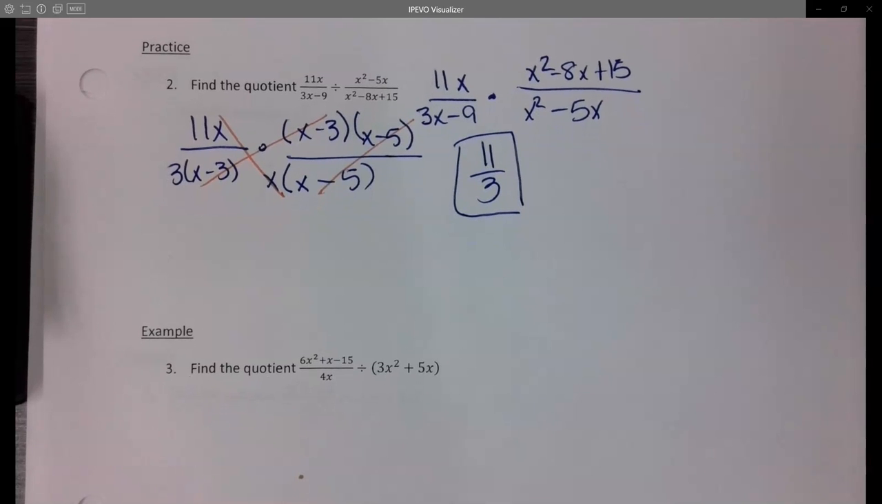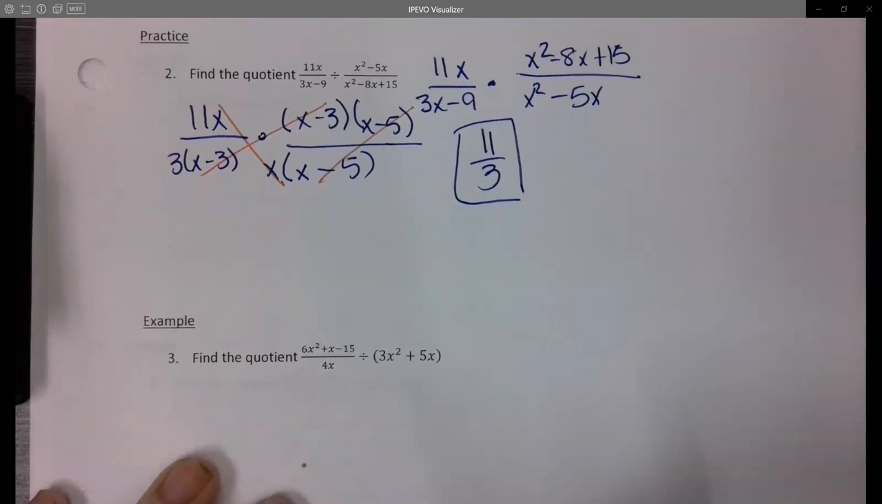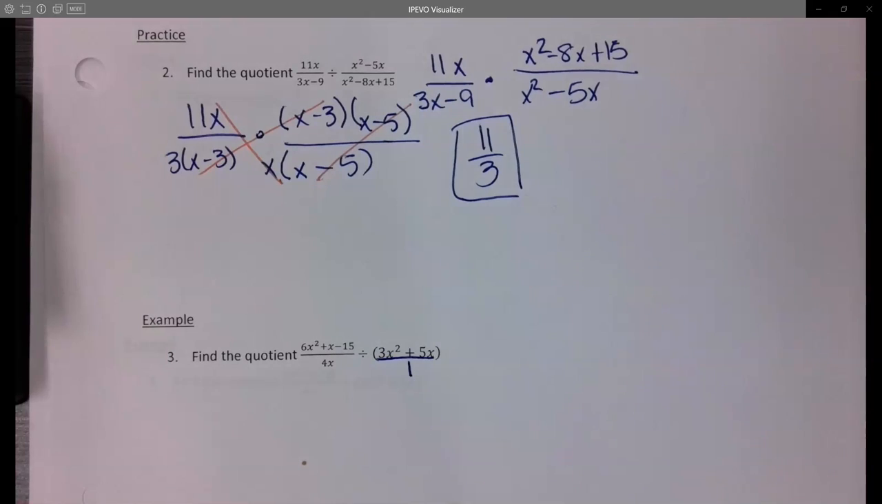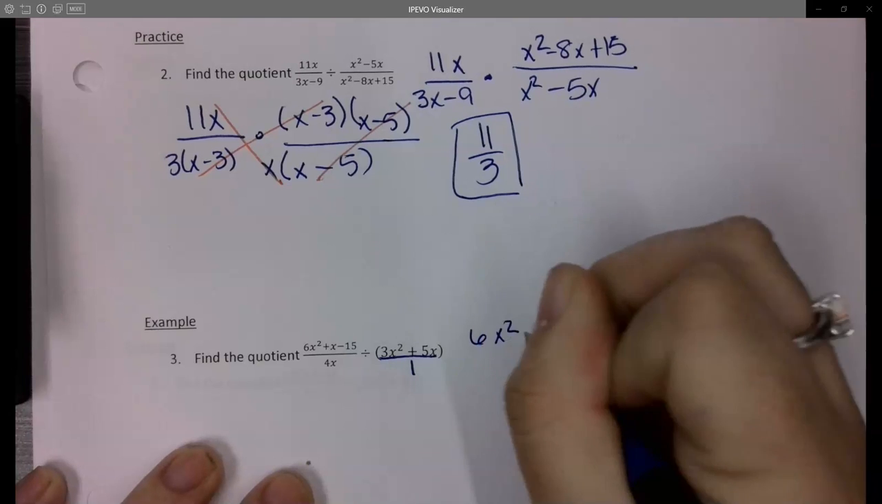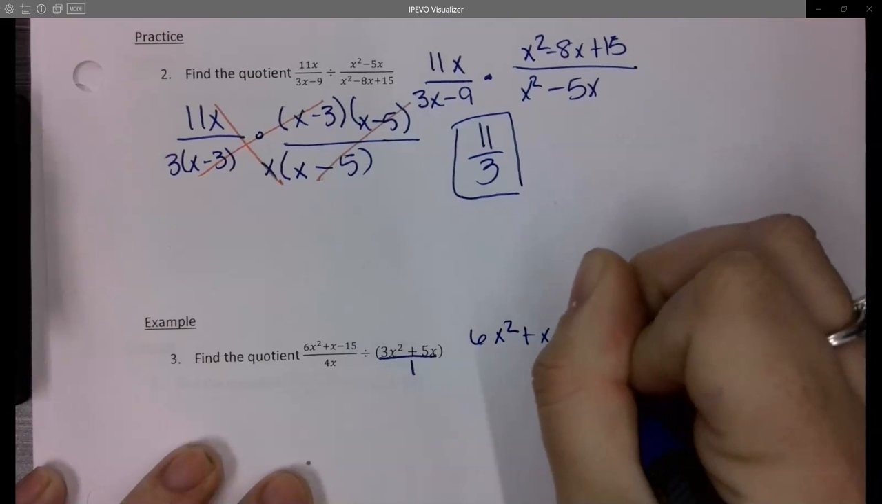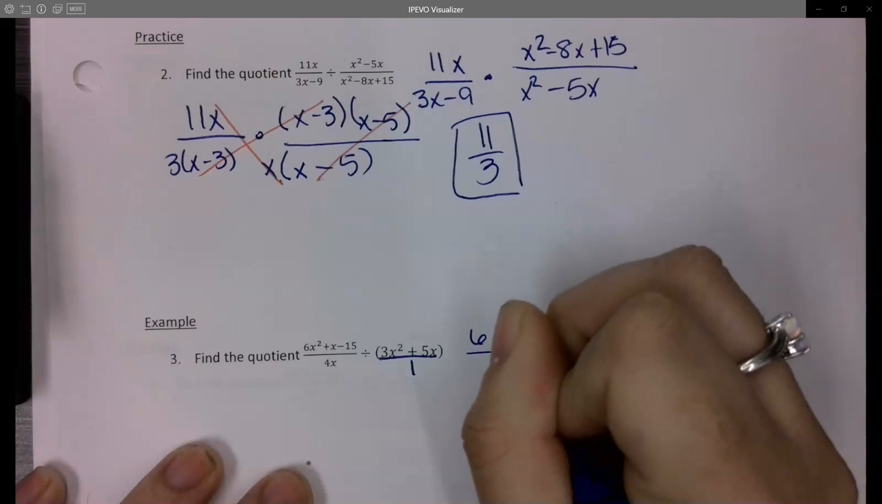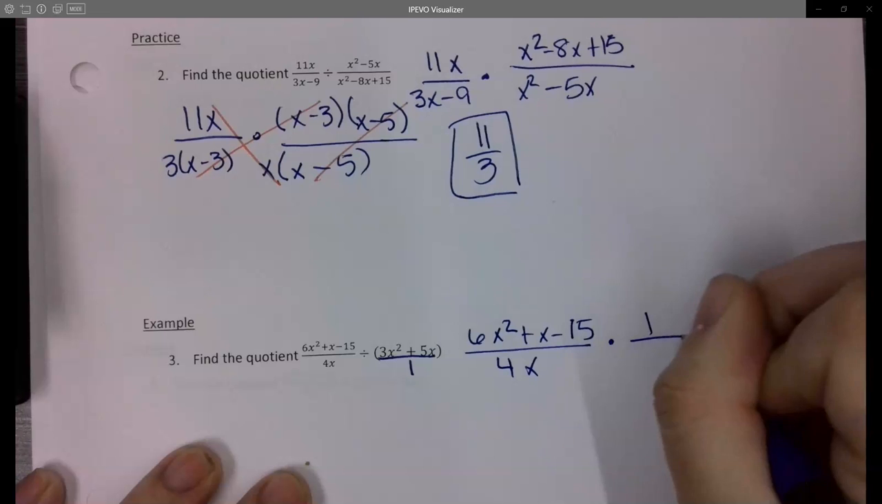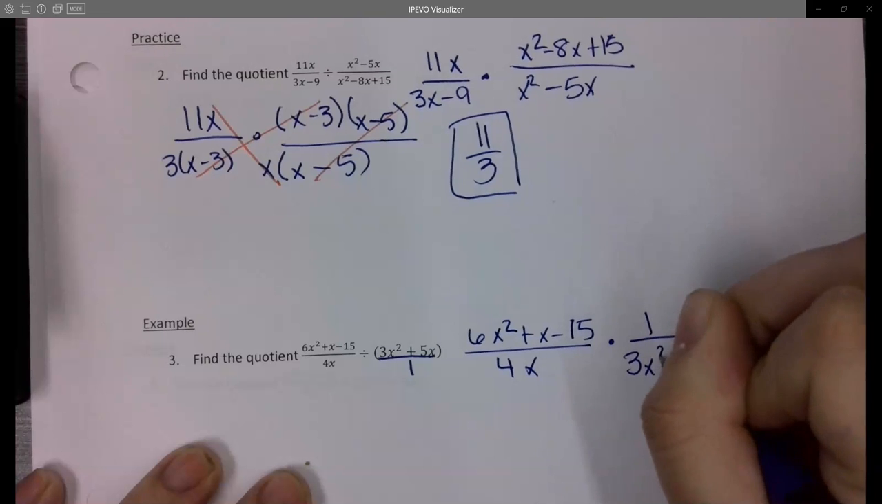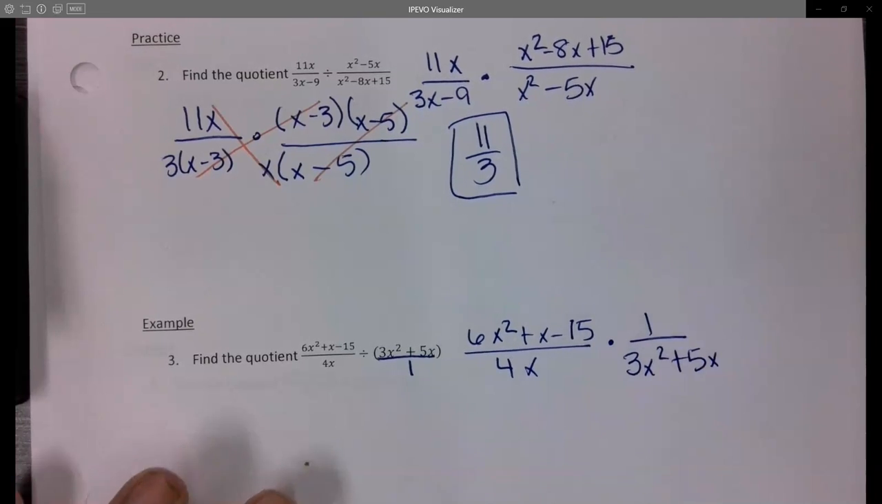Okay. So number 3 is kind of the same idea, except if I think about this as like an expression over 1, I can go ahead and flip that as a fraction. So I'm going to rewrite it. I'm going to have 6x squared plus x minus 15 over 4x times 1 over 3x squared plus 5x.